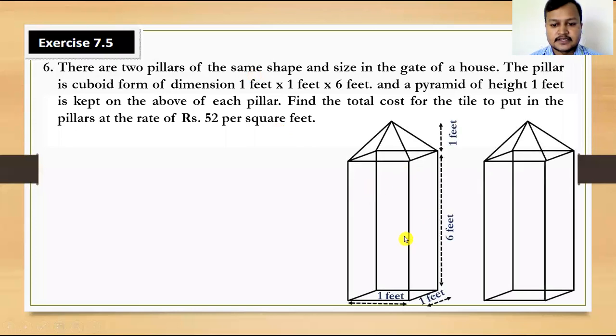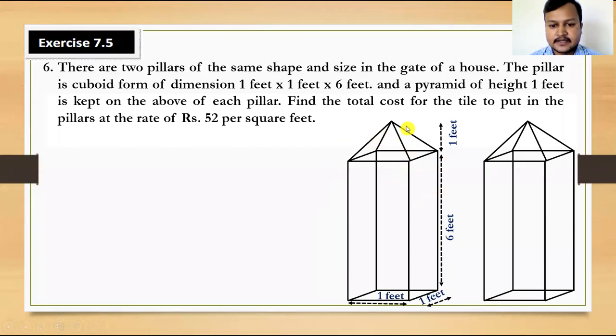We discussed the figure of it yesterday also. There are two pillars whose base is a cuboid and topmost part is a pyramid. The length of the base is 1 feet, the height of the cuboid is 6 feet, and the height of the pyramid is 1 feet. These things are given, and to find the total cost of putting tiles on these two pillars, at first we have to find the surface area of one pillar, and that is multiplied by 2.